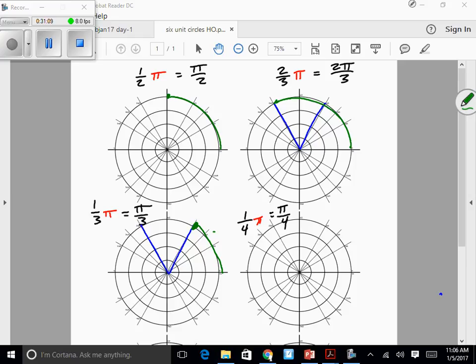When you start getting these answers, pi over 4, pi over 3, it really is just saying, I want a fraction of the top piece. Maybe I want just 1/3 of it. Maybe I want just 1/4 of it.